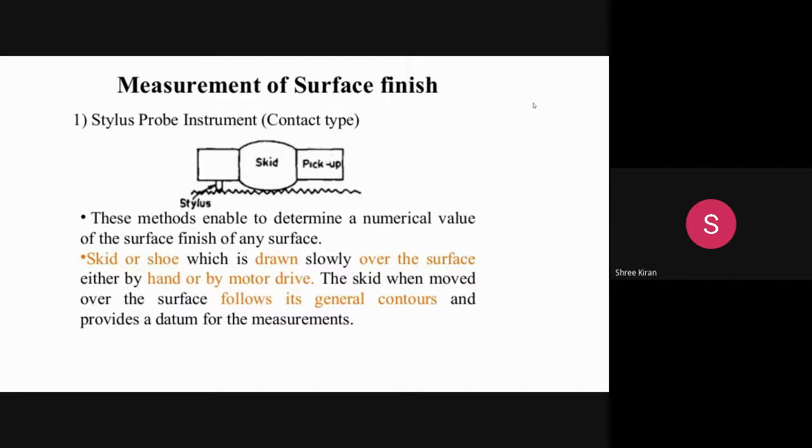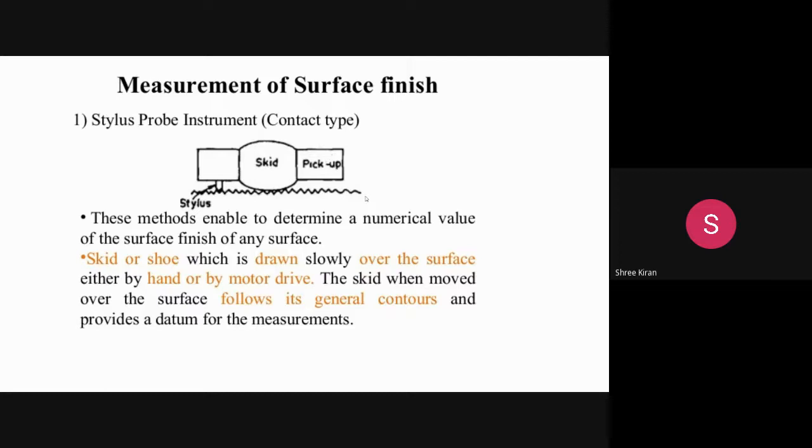Then the various measurements used for that include the stylus probe instrument. That's a contact type. This method enables us to determine a numerical value of the surface finish of any surface. It just has a skid, a pickup and a stylus placed on the surface. So this is the stylus, which sits on the surface of the material which has to be measured.